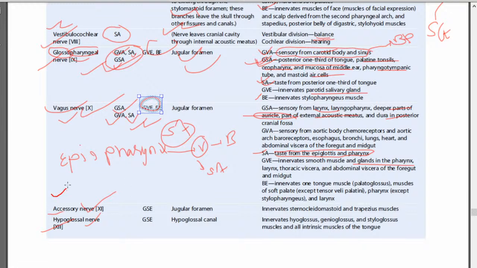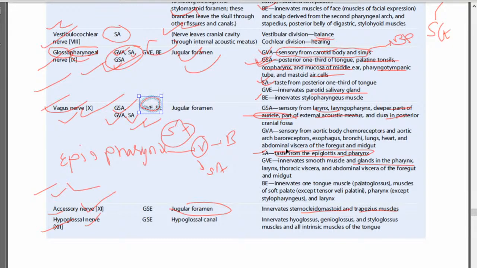Then there is the accessory nerve. The glossopharyngeal, vagus and accessory nerves enter through the jugular foramen. The accessory nerve only supplies muscles. What muscles? The sternocleidomastoid and the trapezius muscle.